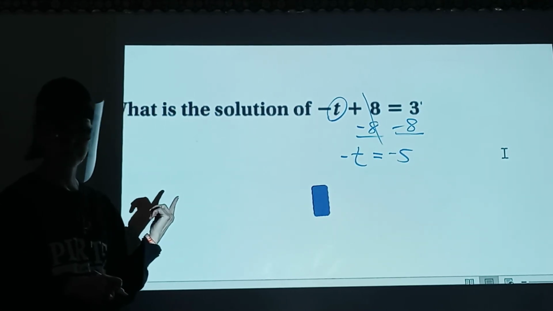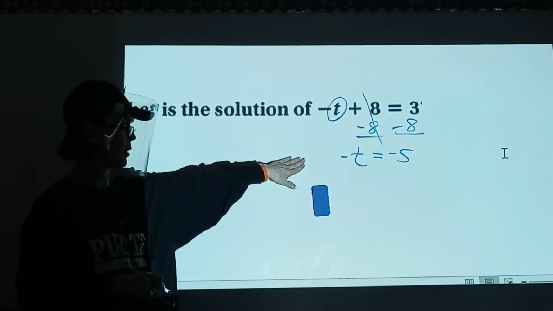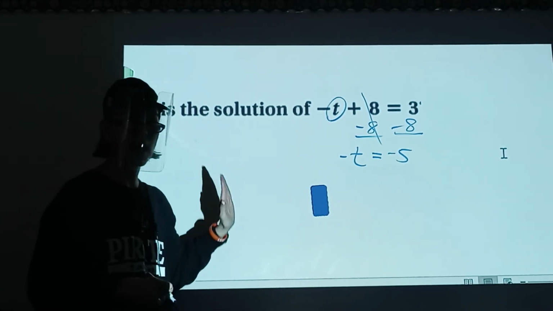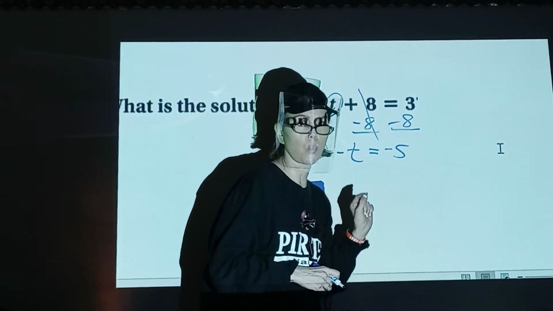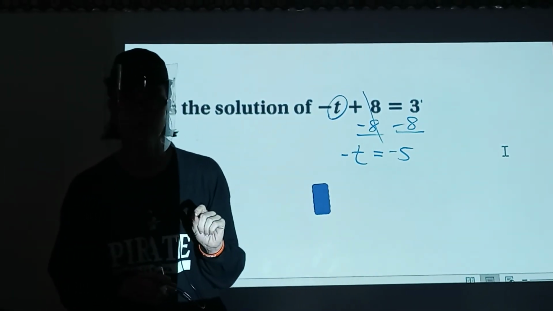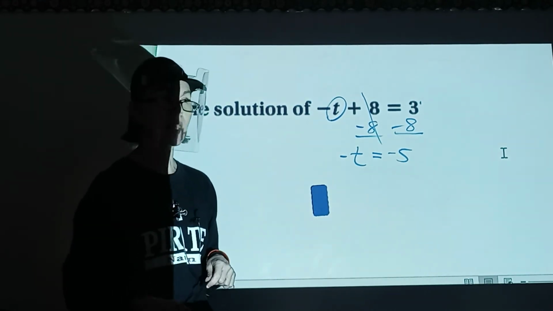Eyes up here. Okay? How do we get rid of that negative symbol? That's a -1 times t. What is the opposite of times? Divide. So what are we going to divide by? -1.